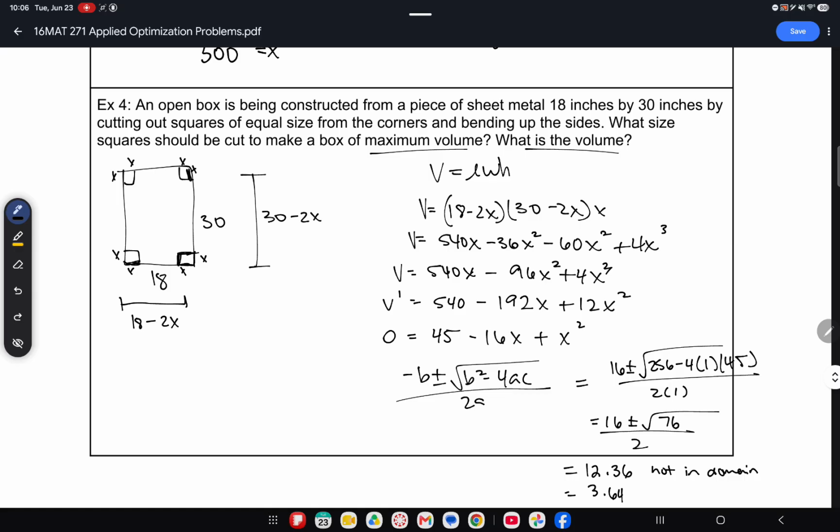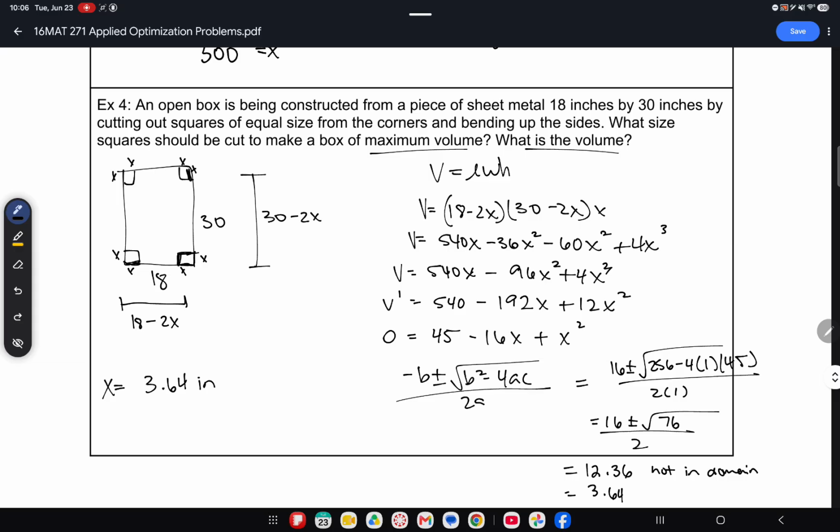So I'm going to have to go with 3.64. I can round that to 4. 18 minus 8 works. 30 minus 8 also works. So x needs to be 3.64 inches. And then we want, what is the volume?